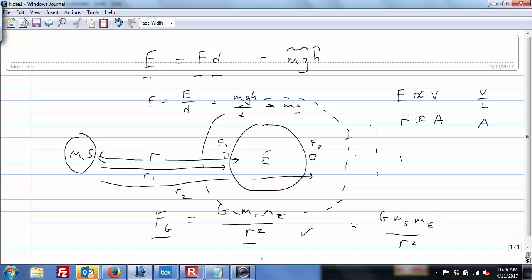Since R2 is greater than R1, F2 is less than F1 because of that inverse square. The denominator for F2, for the far side, got bigger, so the force got smaller. So you can see right away, if the force is greater, I'm getting pulled, and if the force is less, it's not pushing, it's just pulling less. Yeah, that's where it comes from.